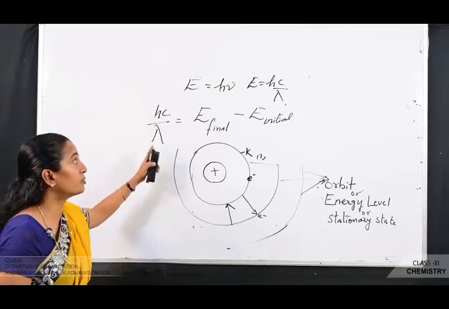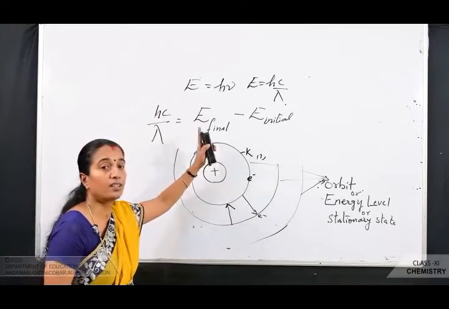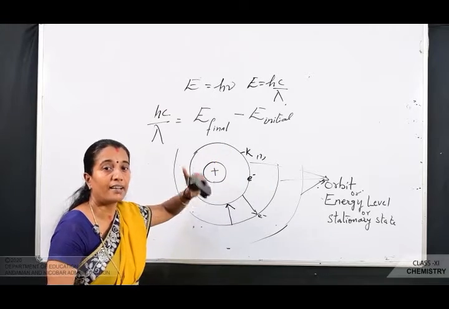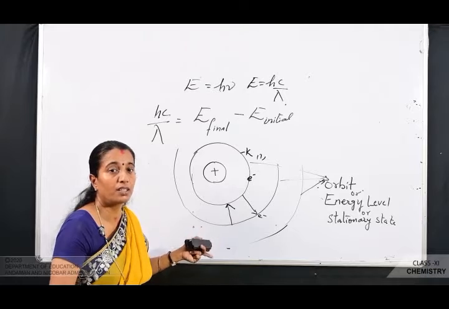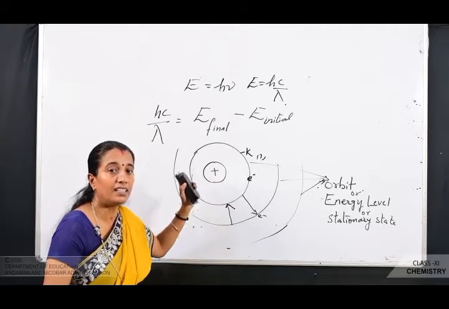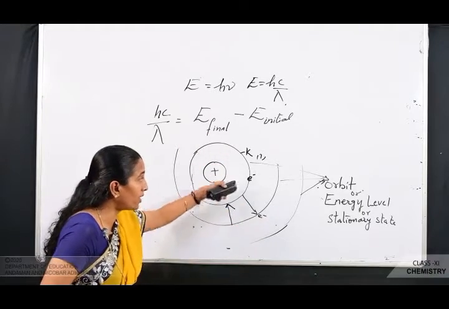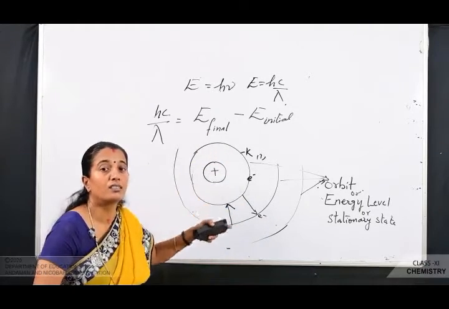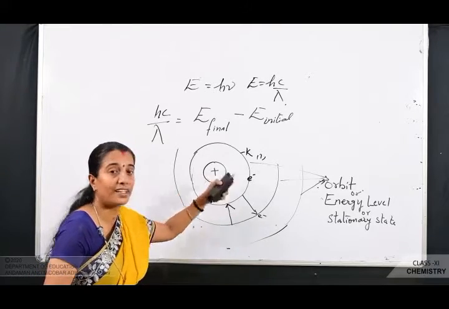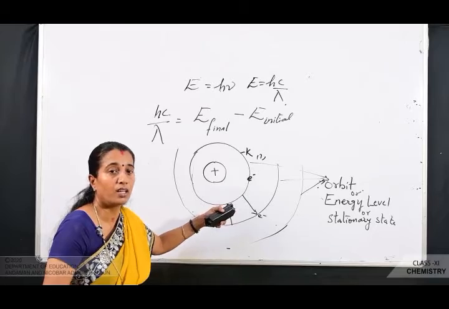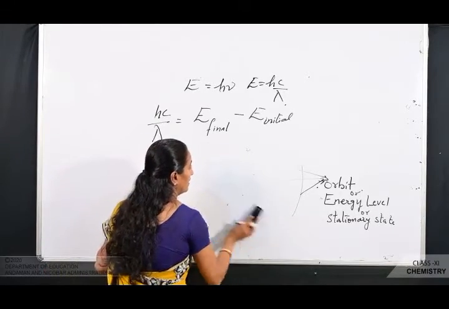Here h c by lambda, or h nu, is equal to E final minus E initial, and h c by lambda is the energy of the radiation given out by the electron. E initial and E final are the energies of the orbits in which the electron is revolving, that means orbiting around the nucleus. Now, let us see one example.